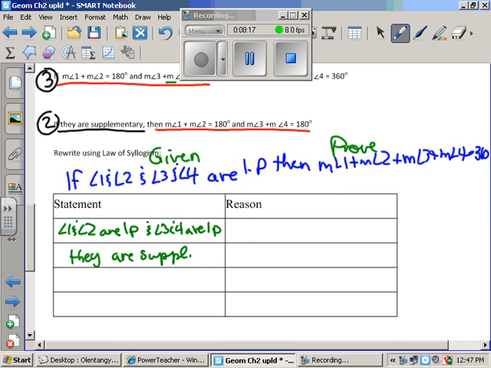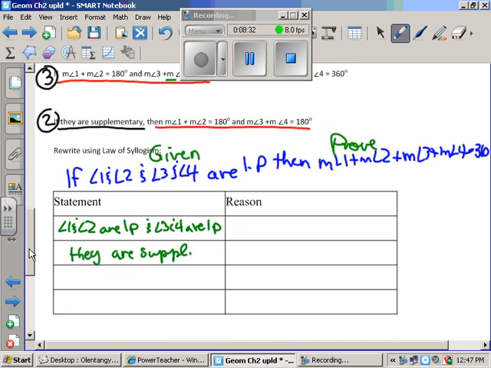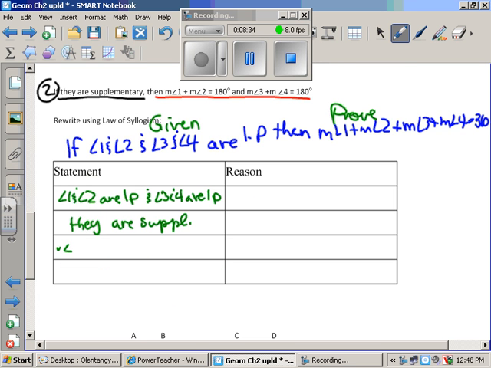Okay? And if they're supplementary, then what? Right. Does everybody see how we're getting those? We're following along, right? If they are supplementary, then this. Okay? So the measure of angle 1 plus the measure of angle 2 equals 180. And the measure of angle 3 plus the measure of angle 4 equals 180. Okay? And then if that's true, then what?